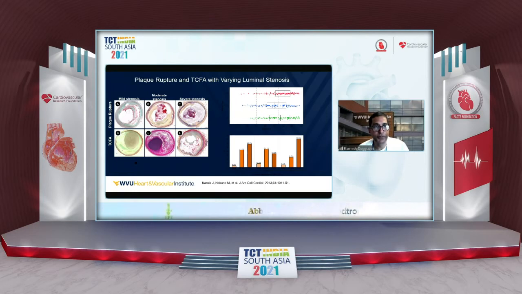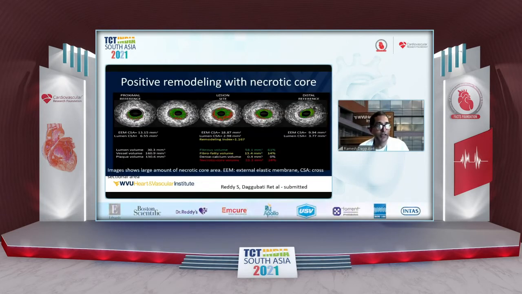So you can see that the luminal stenosis can be assessed by IVUS very clearly. And with high definition and virtual histology, and also other features such as positive remodeling, we can identify the necrotic core in these patients using intravascular ultrasound.